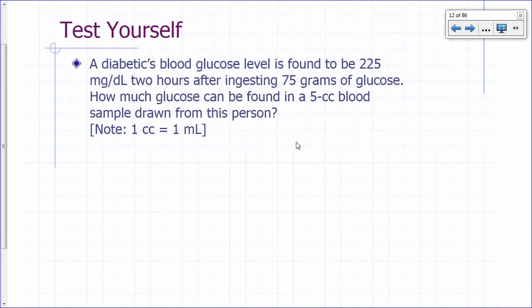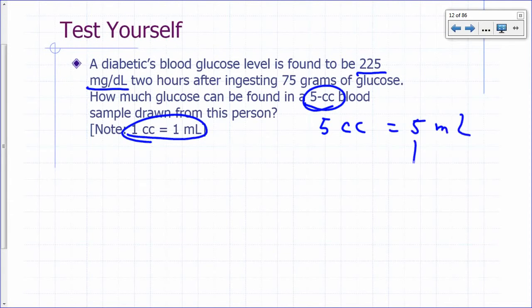So here's a sample problem. Let's say a diabetic's blood glucose level is found to be 225 milligrams per deciliter 2 hours after ingesting 75 grams of glucose. How much glucose can be found in a 5 cc blood sample drawn from this person? Well, 5 cc means 5 milliliters because a cc is a milliliter. We're just going to treat that number as exact.